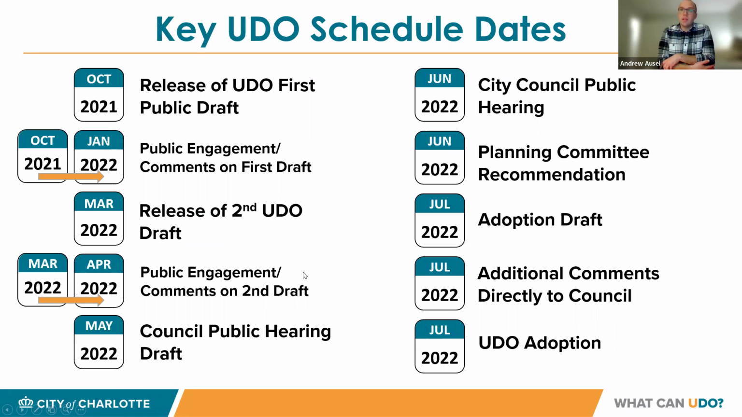The key dates that we'd like to tell everyone about are included on this slide. We are in the first phase of the UDO, the first draft engagement, which will run through January. And the big date to keep in mind here is July of 2022. We are eyeing that as the UDO adoption date. At that time, we'll take this before council, and hopefully all of the questions, concerns, and revisions to the UDO will be completed over the next 6 or 7 months.